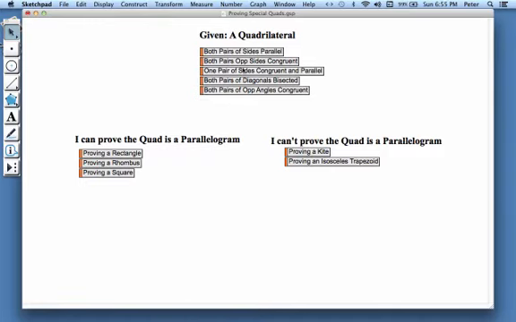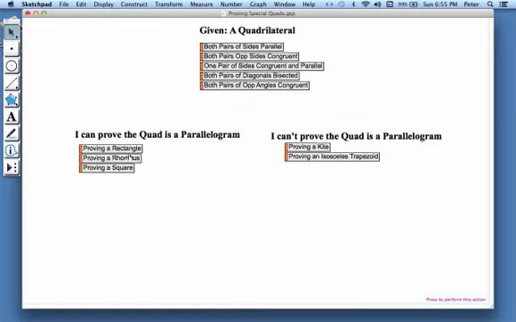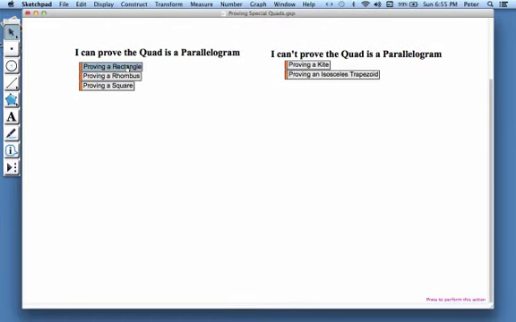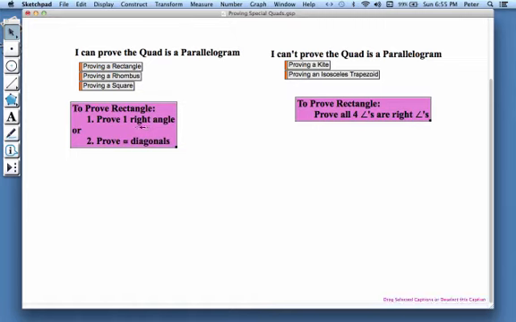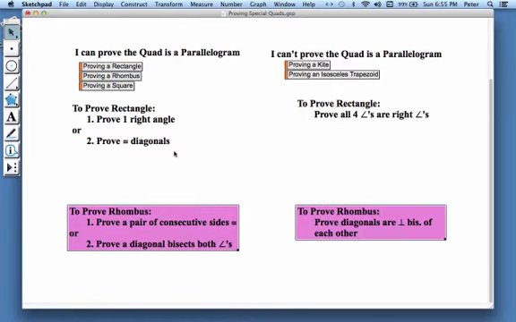All right, so imagine that you have proven that the figure is a parallelogram. Then you'll be over on this left-hand side of my flow chart. And so the steps to proving a rectangle would be this. You'd have to only prove that it was a parallelogram with one right angle, or prove it was a parallelogram with congruent diagonals.